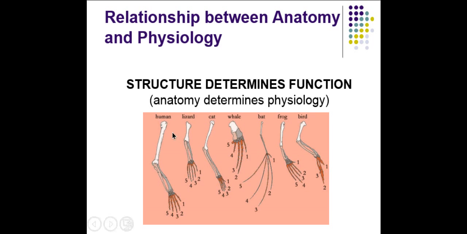And so specifically, they have highlighted here our humerus and what the humerus looks like in these other structures. So we don't do what a whale does. We don't do what a bird does. Well, our anatomy is different. And because our anatomy is different, our physiology is going to be different because form determines function.